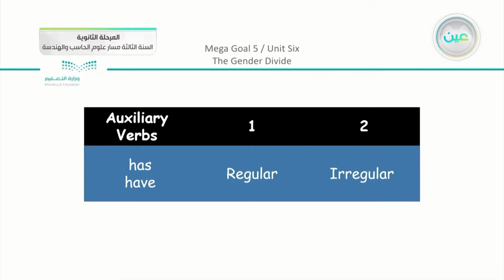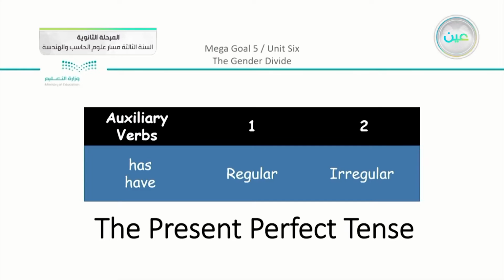We are going to focus on the present perfect tense, which means that we are going to focus on the auxiliary verbs has and have plus the irregular verb.